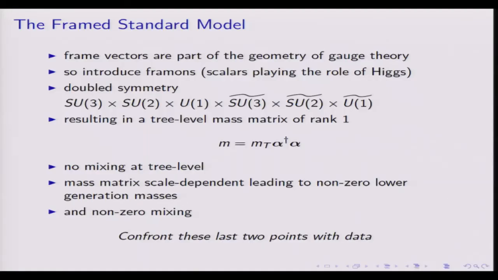So the framed standard model, a part of the geometry of gauge theory. I'm just repeating one or two points from the previous talk. We introduce the fermions to play the role of the Higgs bosons. There's a double symmetry, SU(2)-3 cross SU(2) cross U(1), and then the tilde group. As abstract groups they're the same, but of course they have different meanings. The first three are local symmetries, and the last three are global symmetries. It results in a tree-level mass matrix of rank one, as was shown as well. So there is no mixing at the tree level, and the mass matrix is scale-dependent, leading to non-zero lower-generation masses and non-zero mixing. So this talk is to confront these last two points with data.